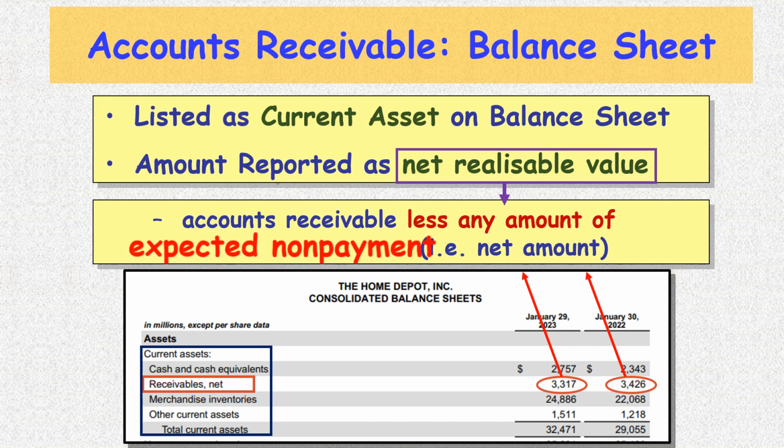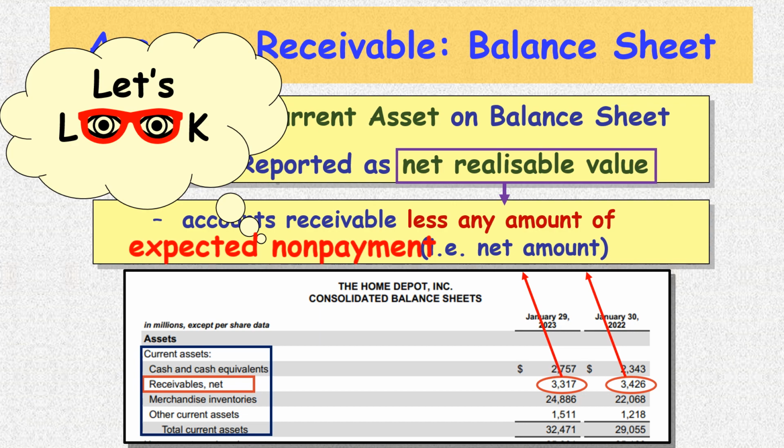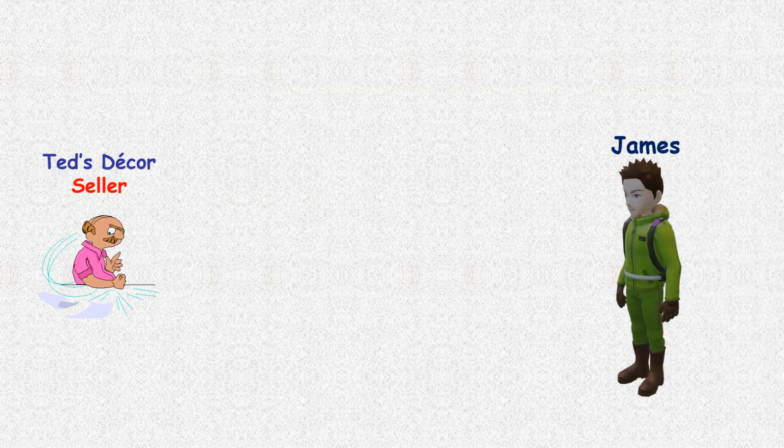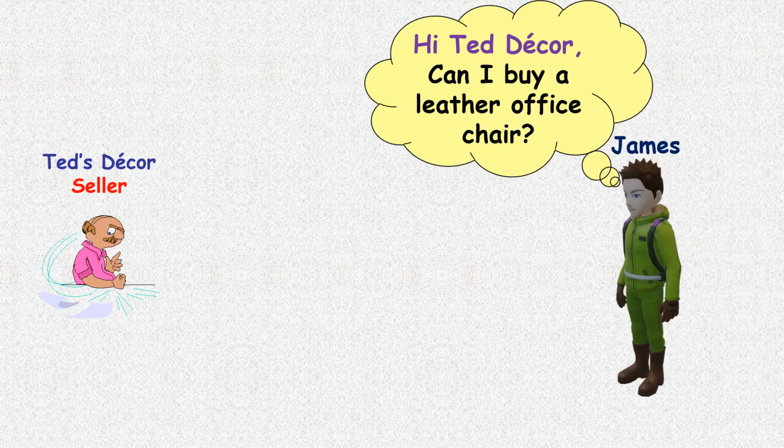Now we are going to talk more about what this expected non-payment is. In fact, the rest of our video will be about the expected non-payments. So here's an example to help you understand that. James is a customer and he wants to buy a leather office chair.